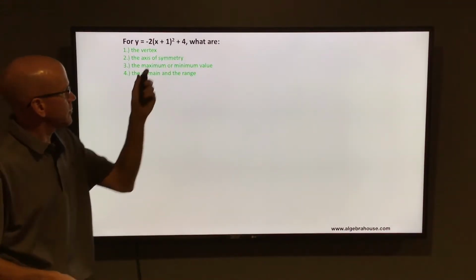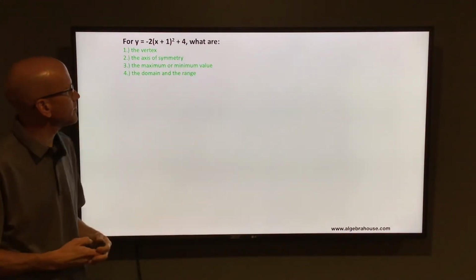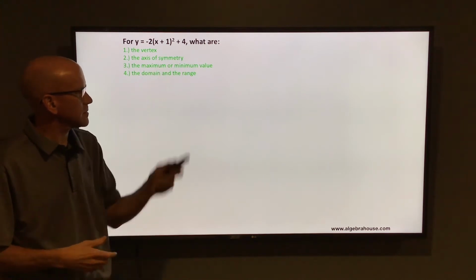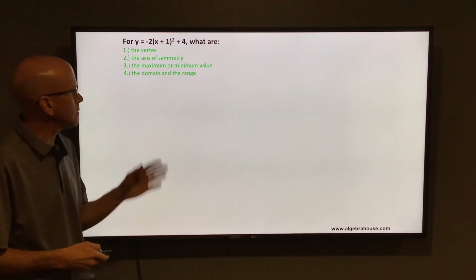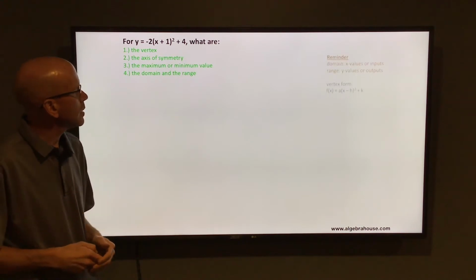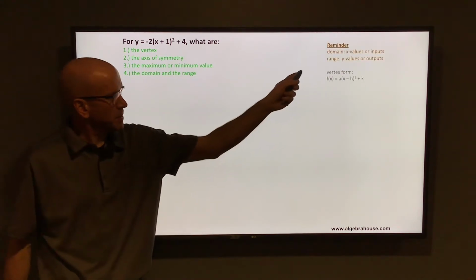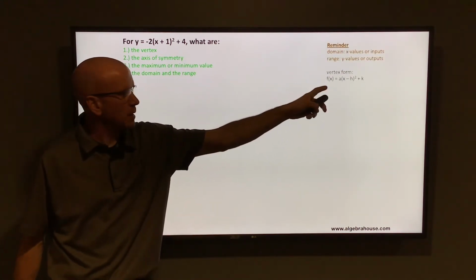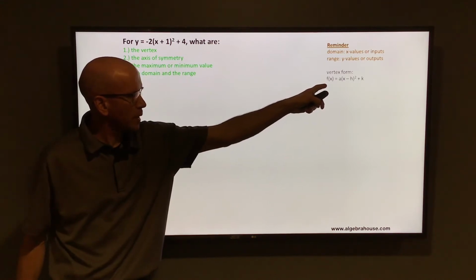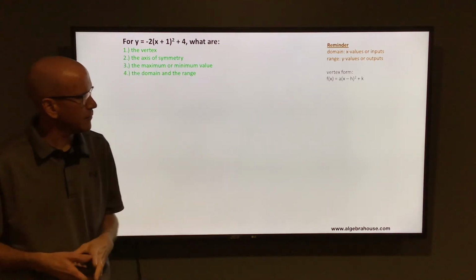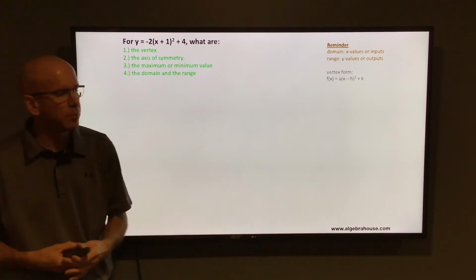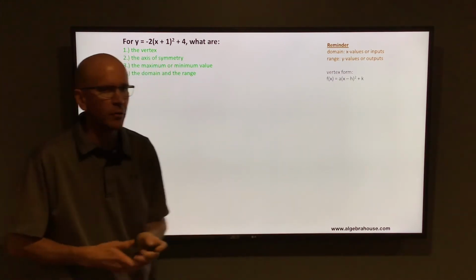For y equals negative 2 times the quantity x plus 1 squared plus 4, we're going to pick out again the vertex, the axis of symmetry, maximum or minimum, and also state the domain and range. Once again, domain is a set of x values, range is a set of y values, and vertex form for a quadratic function or quadratic equation is f of x equals a times x minus h squared plus k. H and k would be the coordinates of the vertex.